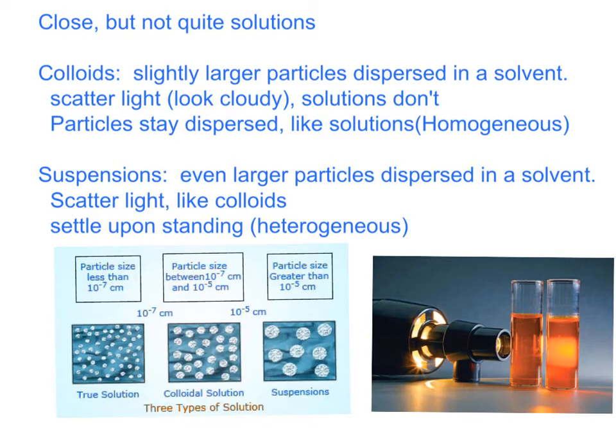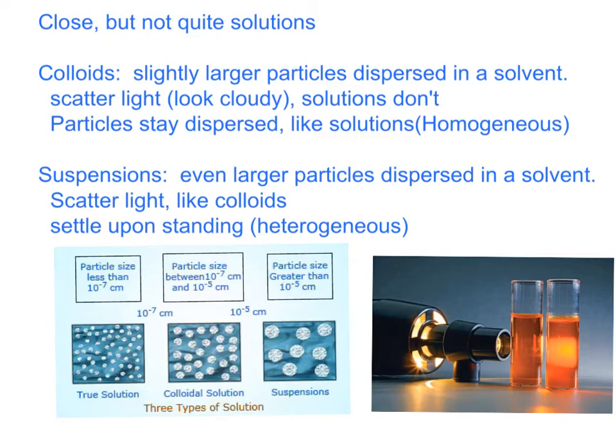The one on the left would be a solution, and you can see this one's not scattering the light. It's passing right through, but the light is hitting the slightly larger particles in the colloidal suspension and scattering off in other directions. All right, and the next type is suspensions. These are even larger particles dispersed in a solvent. They also scatter light like colloids, and they do settle upon standing. So these are considered a heterogeneous mixture, while the colloids would be lumped in with the homogeneous mixtures.